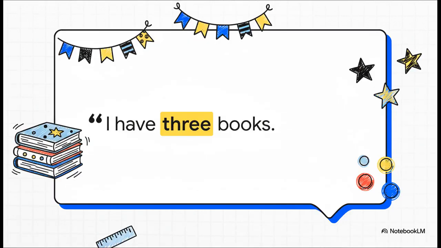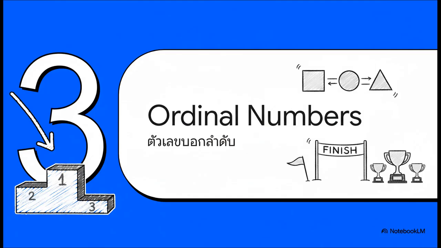Oh, and a quick writing tip: for numbers like 21, always use a little hyphen between the words. So here it is in a really simple sentence. "I have 3 books." 3 is a cardinal number because it tells us exactly how many books there are. Easy, right?